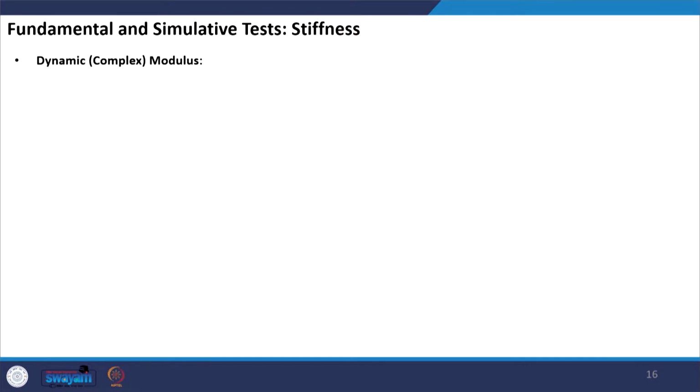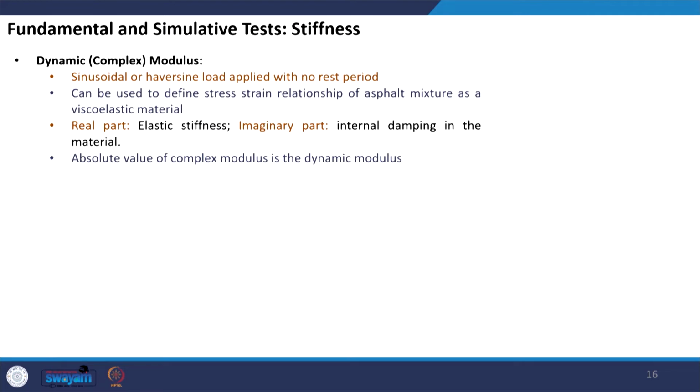The other parameter which we have under stiffness is the dynamic complex modulus. So, the reason I am introducing these parameters is just to bring out the differences between these different stiffness parameters, so that students do not get confused about the definition of so many different stiffness parameters. So, we have dynamic complex modulus also.